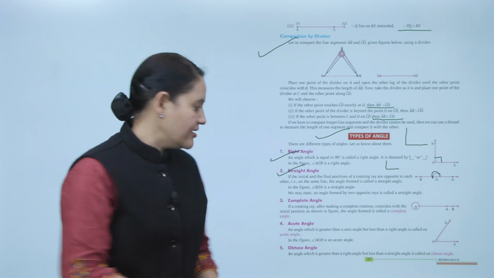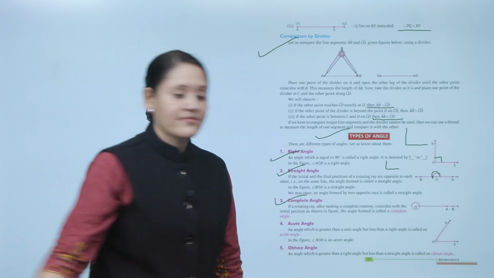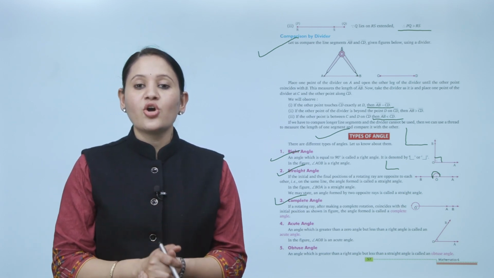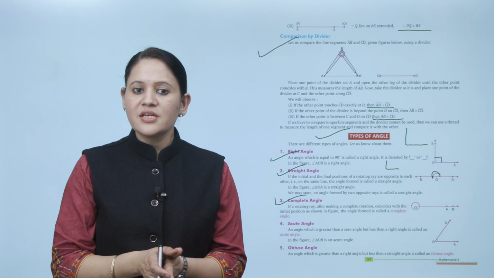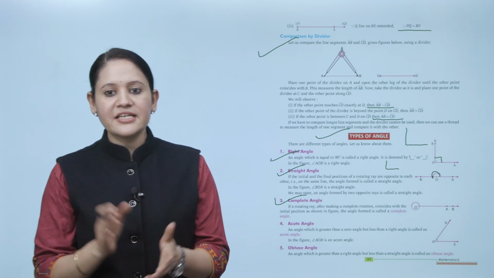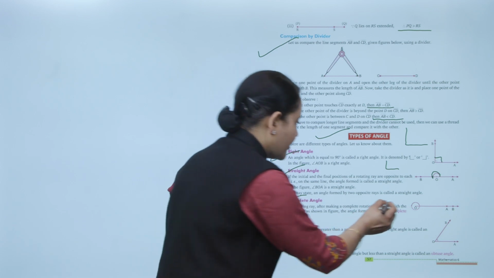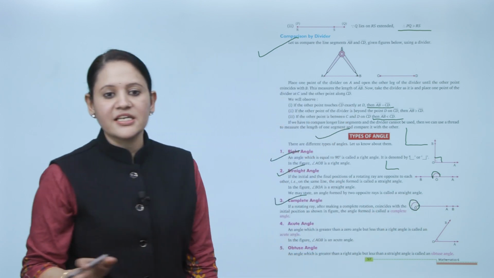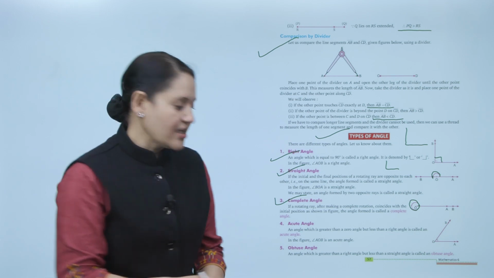Next is complete angle. If the rotating ray after making a complete rotation coincides with the initial position as shown in the figure, the angle formed is called a complete angle, that is of 360 degree. Like here, this is the complete angle, that is of 360 degree. Clear?